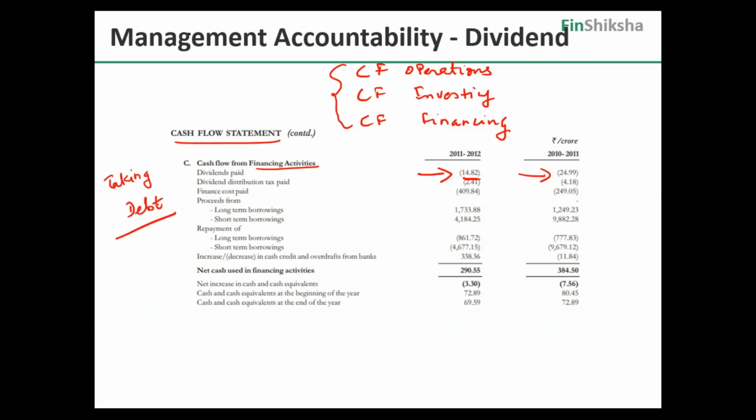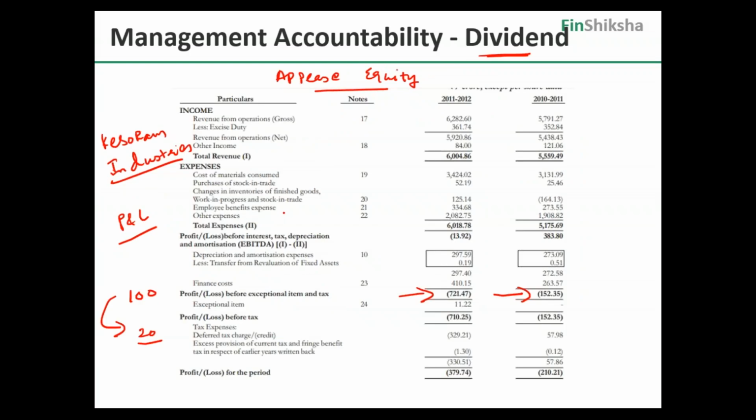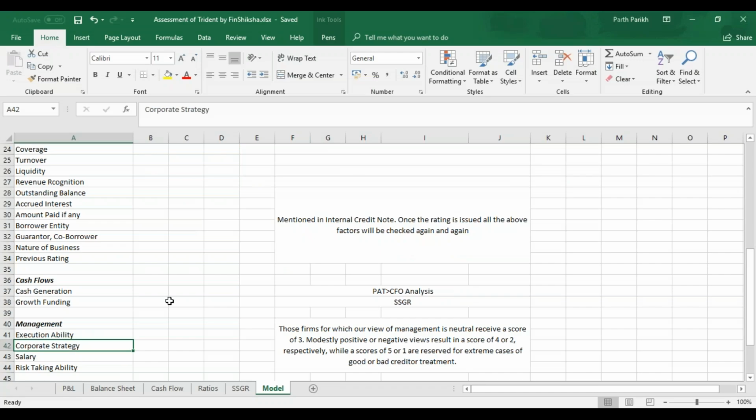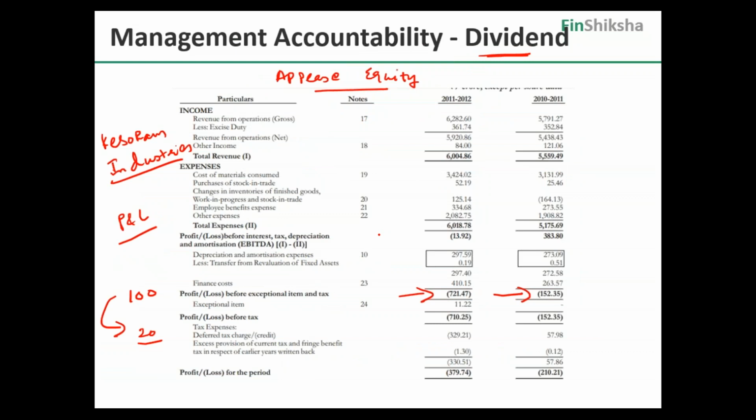Companies will not explicitly state that, but it's up to the analyst. You have to figure it out that it's a loss making entity and company is still paying a dividend. There is definitely some issue. So that's a second red flag, which will come under corporate strategy. That's a decision which the firm is taking, to provide dividend. Companies do pay from reserves and surplus, but it was not the case here, and hence I have taken the example of Kesoram Industries.